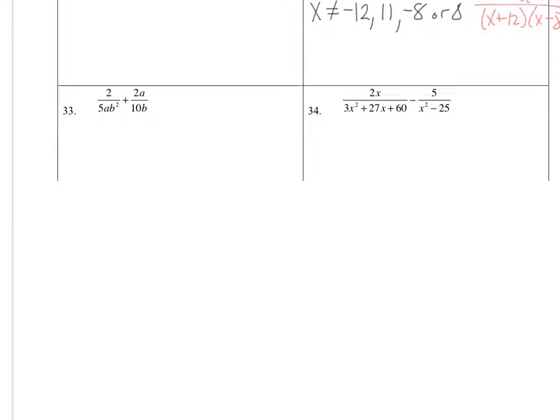Looking at number 33, in order to add things, we know we need some common denominators. I find the easiest way to do this is to factor stuff. And here I've got 5ab squared, and here I've got 10b. Okay, so this could be 2 over 5 times a times b, and 2a over 5 times 2 times b.